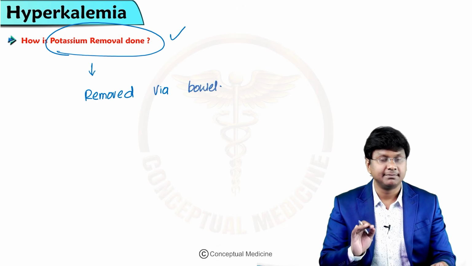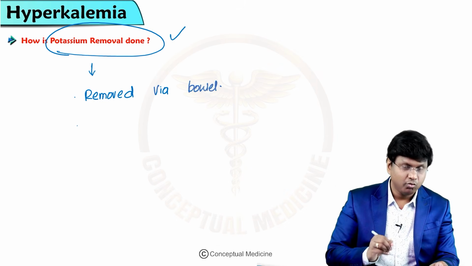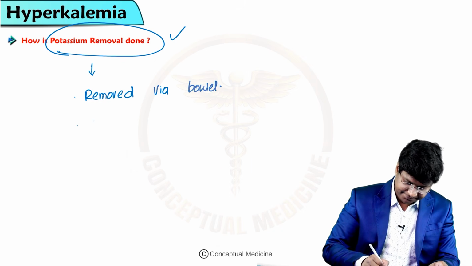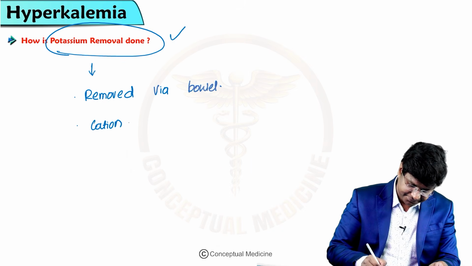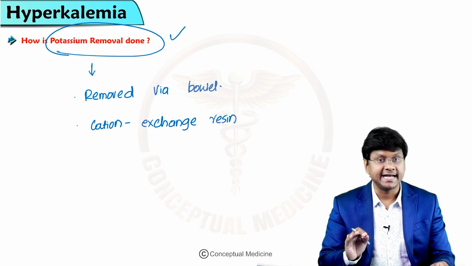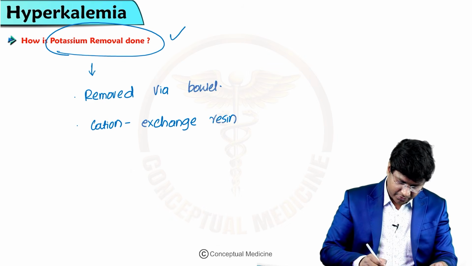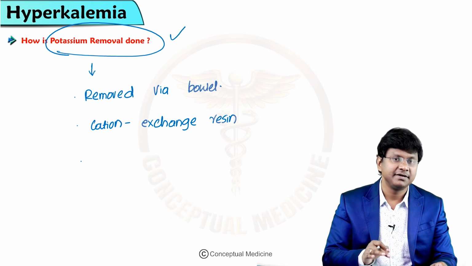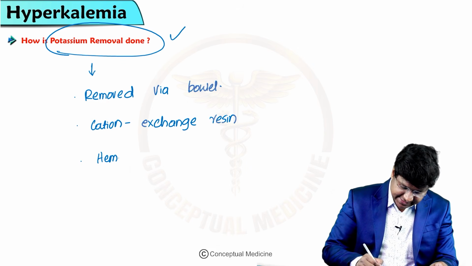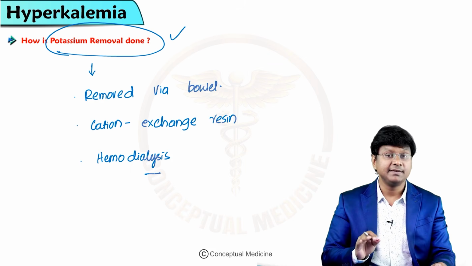Right, removed via the bowel. Okay, and what is that drug we use? It is a cation exchange resin. And the other way by which the potassium can be removed is directly from the bloodstream, that is by hemodialysis.